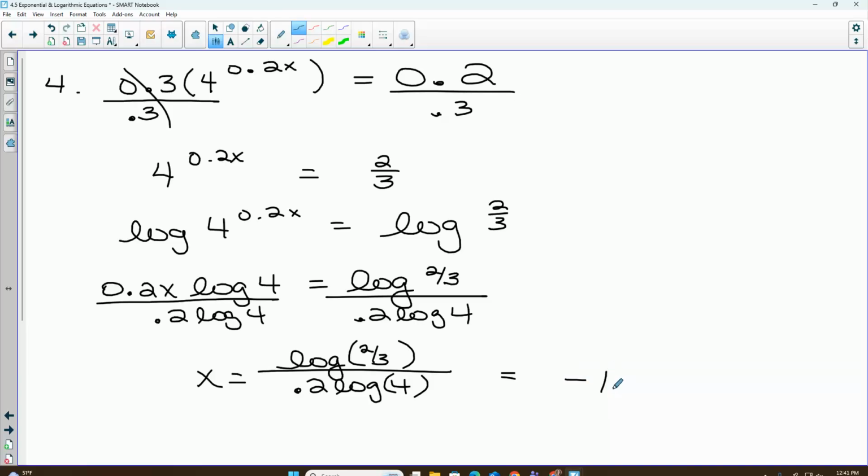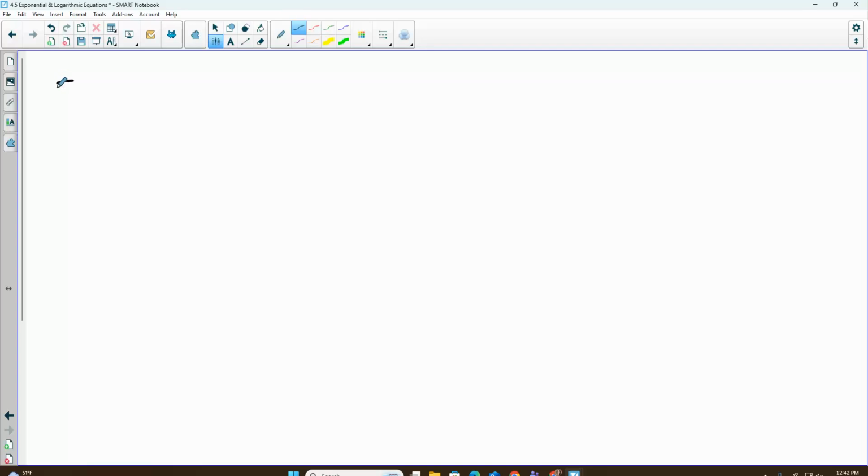And we got negative 1.4624. Any questions there? Should we try another exponential one? Nobody's really telling me no, so I think that means yes. You're not saying no.